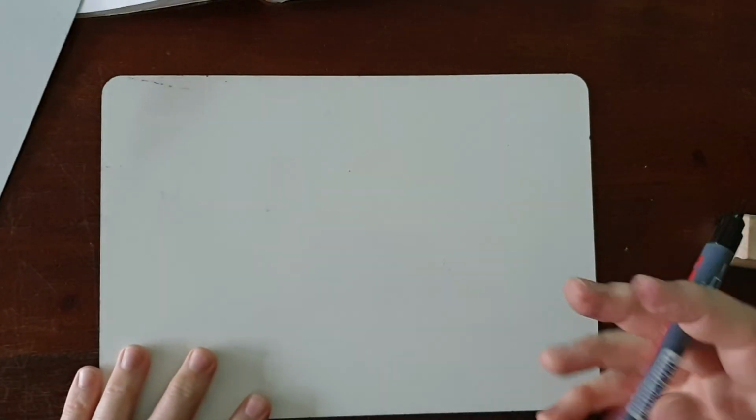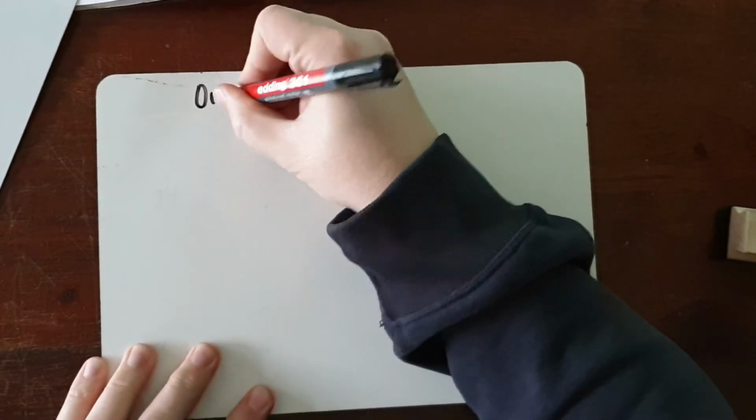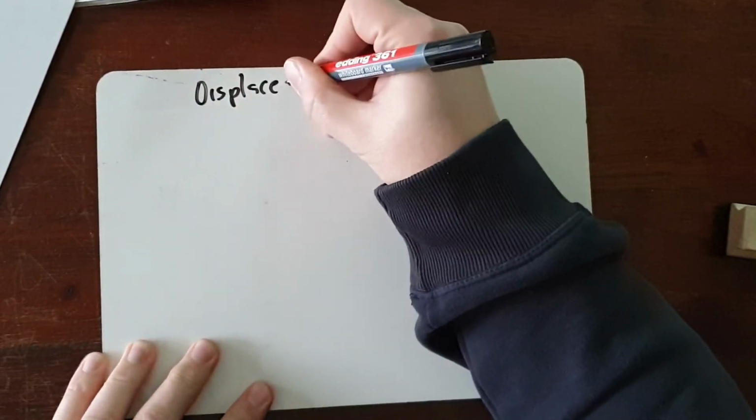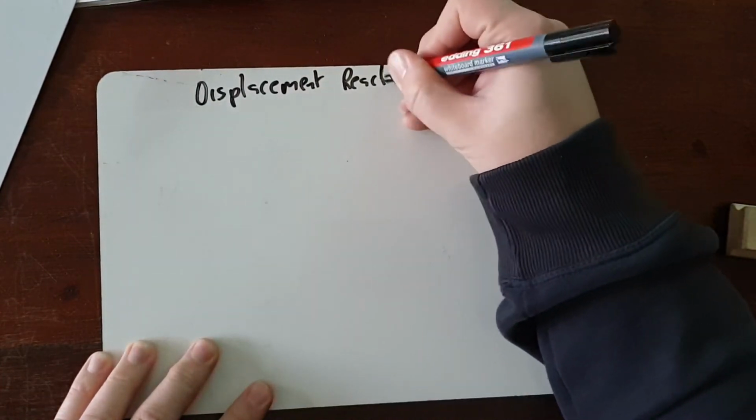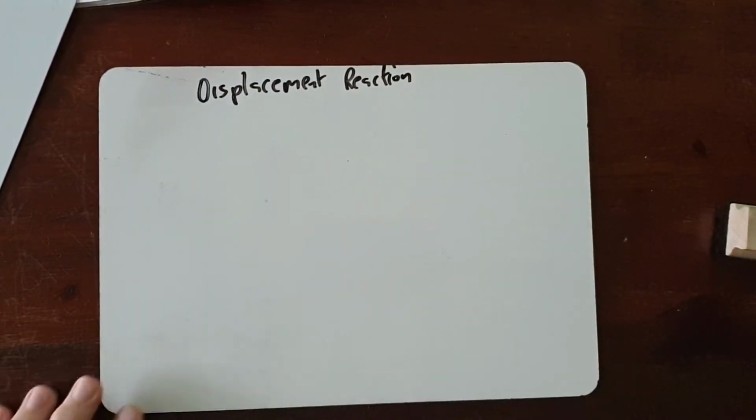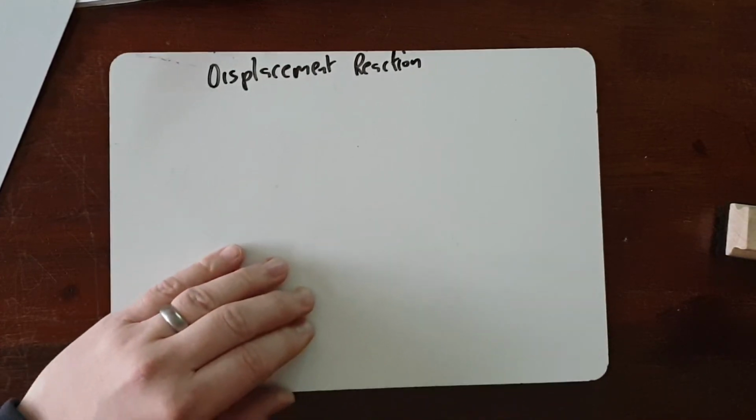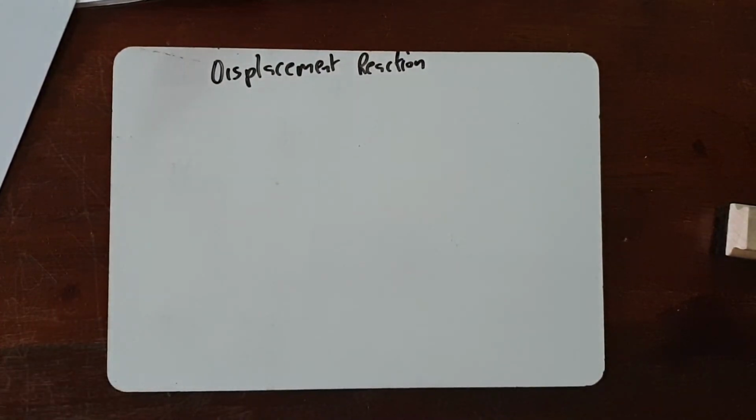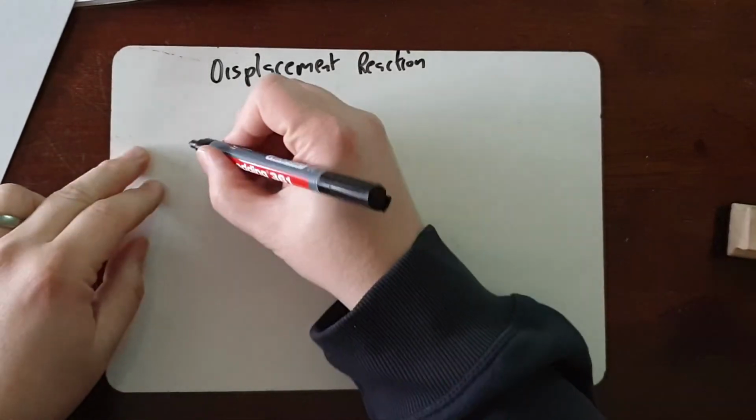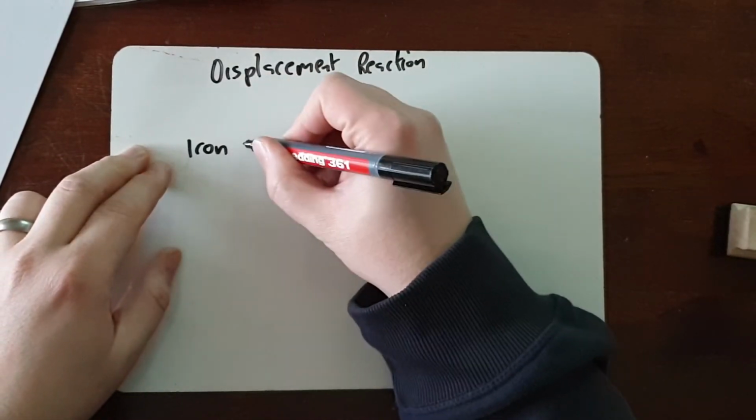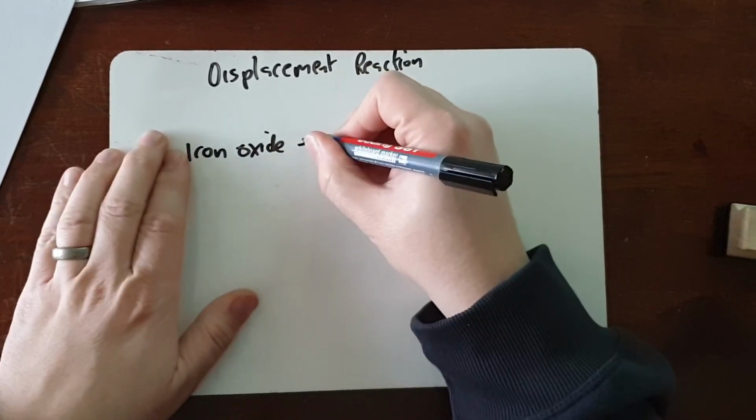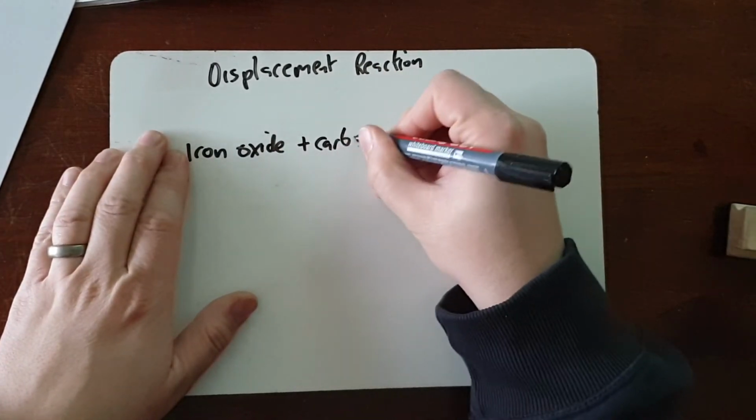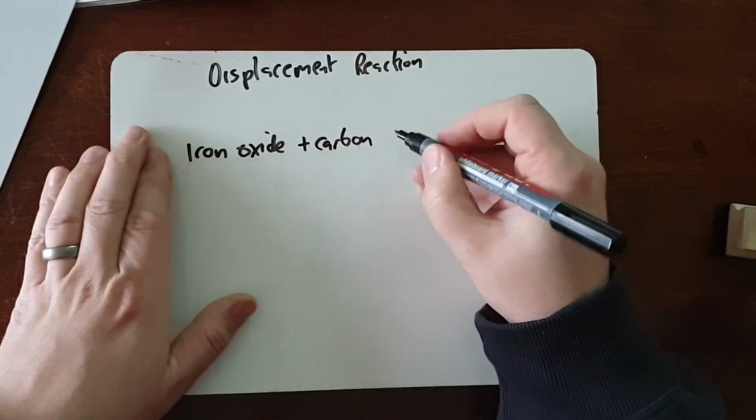And just to talk you through that, in a displacement reaction, it means we're using something more reactive to kick out something less reactive. So as an example, we've been mining and we've mined some iron oxide. We're going to react it with carbon because we're going to use the carbon to do the displacement reaction.